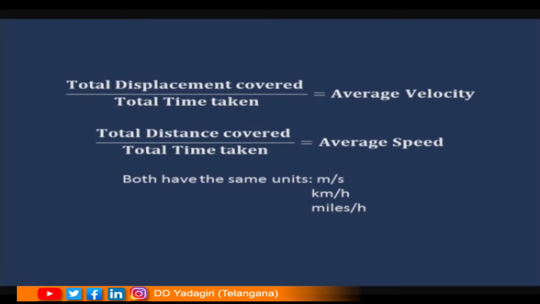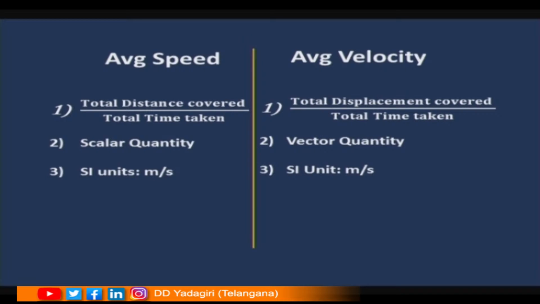Average velocity is the total displacement covered by total time taken, and average speed is total distance covered by total time taken. Both have the same units, meter per second or kilometer per hour or miles per hour. Let us compare average speed and average velocity. Average speed is a scalar quantity, whereas average velocity is a vector quantity. Both have the same SI units.